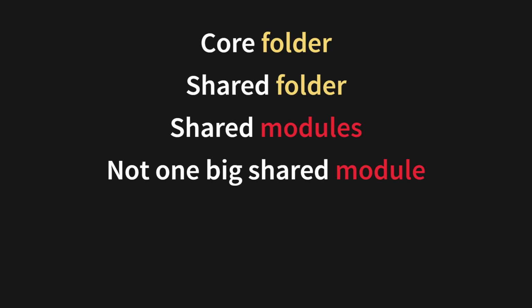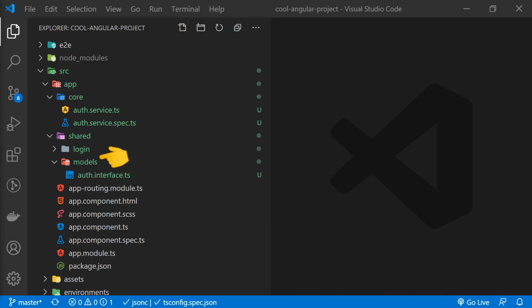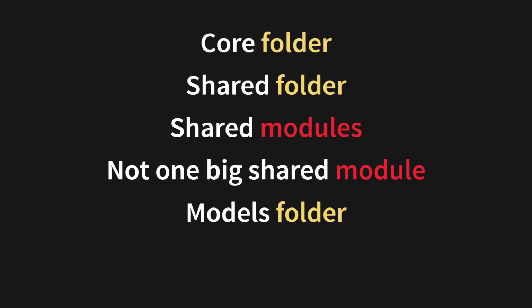Inside the shared folder, I have a folder called models. This is where I put all of my shared interfaces, types, enums, and so on. And that means that every single folder except the core and shared folder is a top-level page. This gives us a really good structure, especially for small, medium, and somewhat large projects. But if you're working on a really large project, you probably want some extra structure on top.